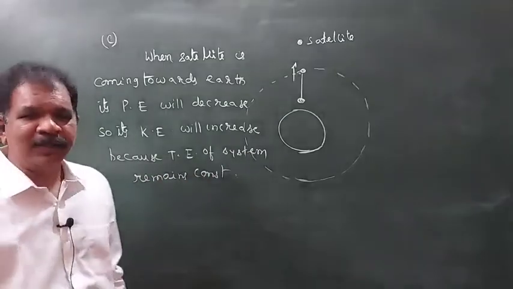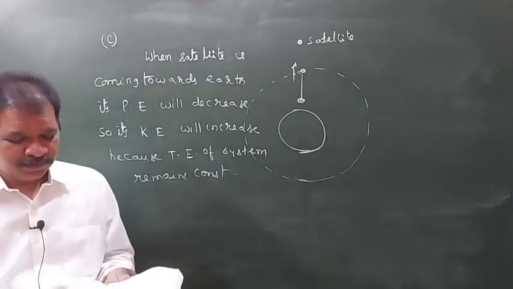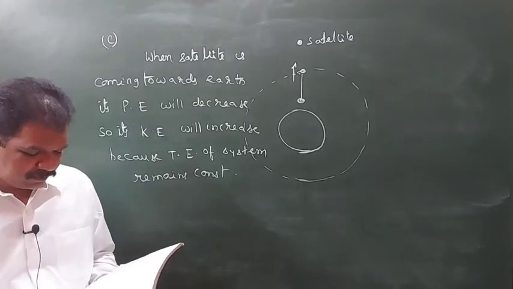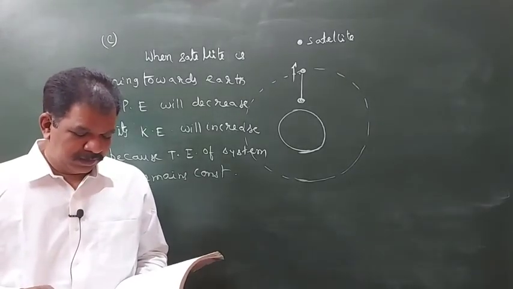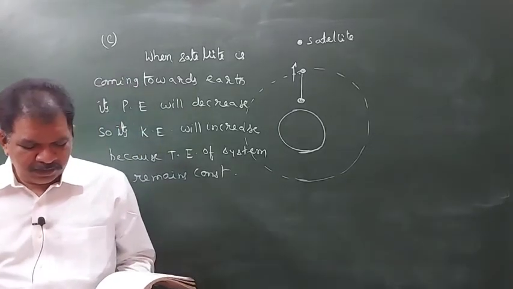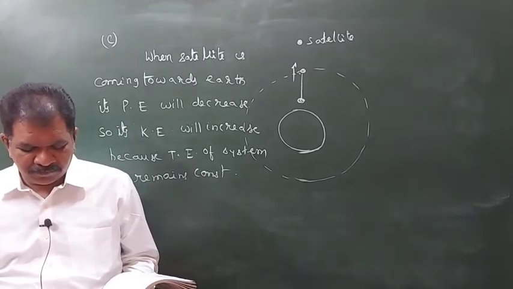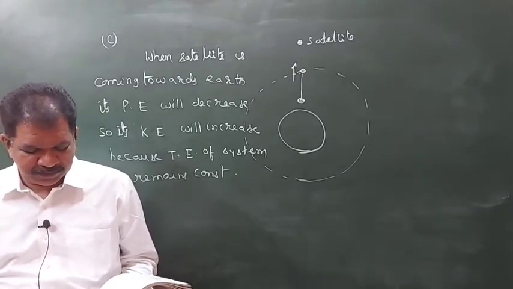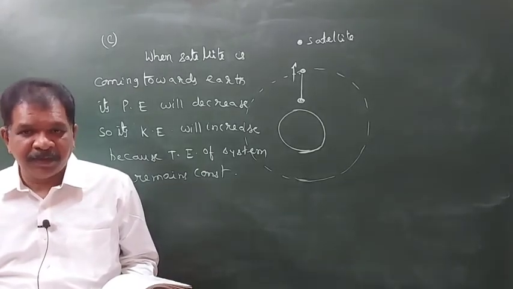KE is increasing means velocity is increasing. Next, last, last D. In the figure, the man walks 2 meters carrying a mass of 2 kg on his hands. He walks the same distance pulling the rope behind him.